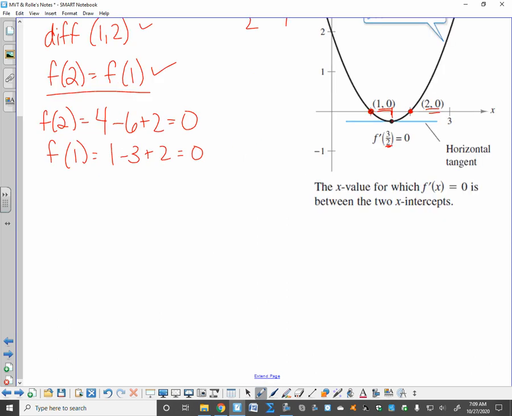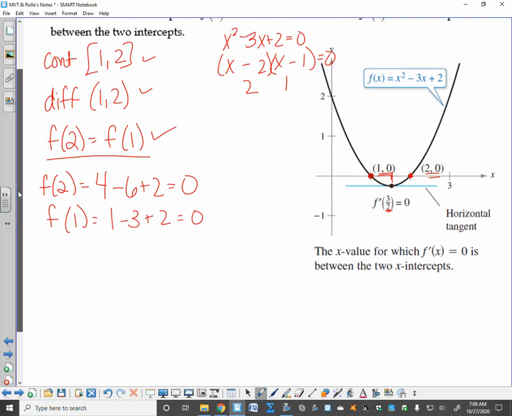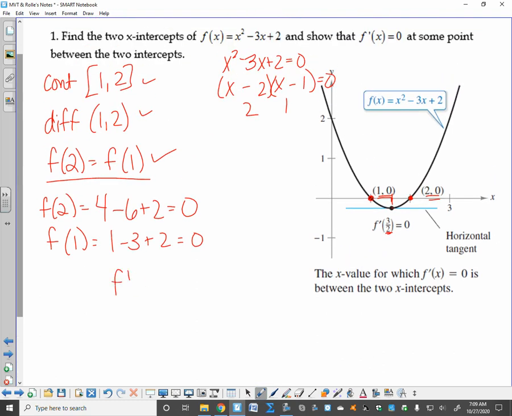So I know that my slope is 0. So now what I'm going to do is take the derivative and set it equal to 0, because again, that's the slope through those 2 points. This is the slope through these 2 points, m equals 0. So my goal is to find that 3 over 2.